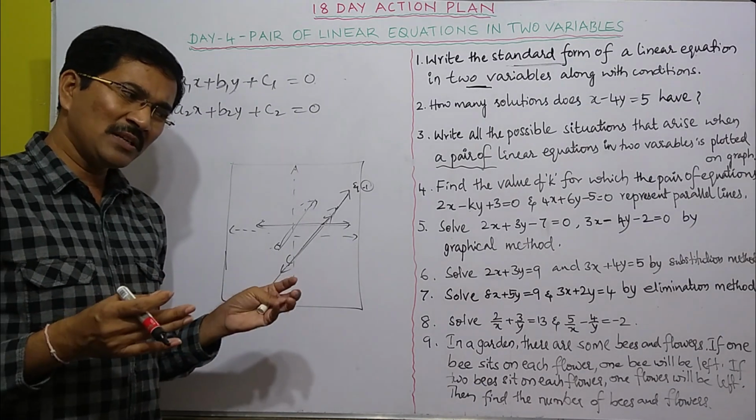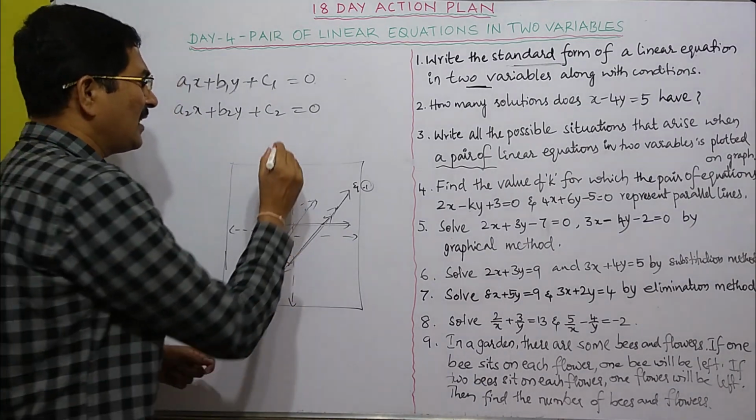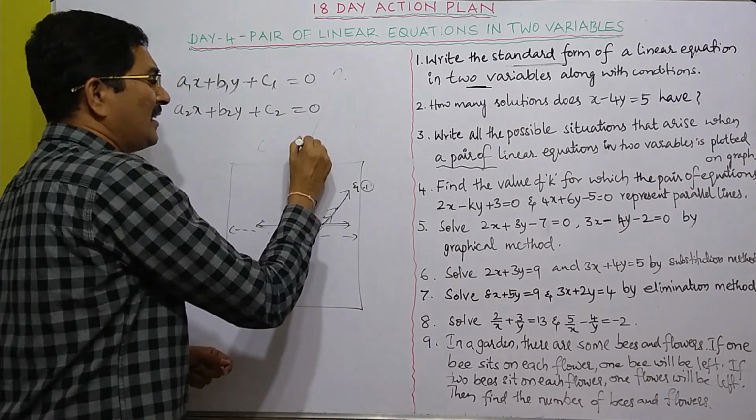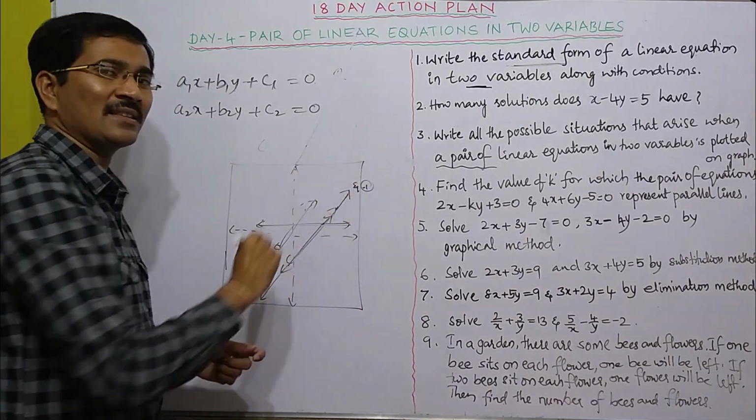Now, is there any possibility for 2 points to be common? You see, if you draw a line and draw another line, it goes on extending but never turns back to make another intersection.